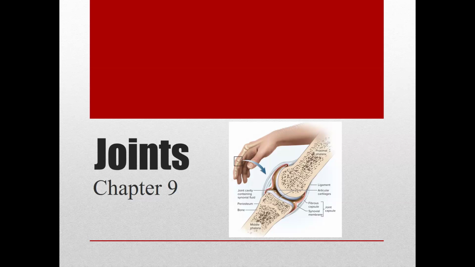So anytime we talk about structural classifications, we're going to look at three major classes: a fibrous class, a cartilaginous class or classification, and a synovial class. So just like the words indicate, guys, this is where it can be easy.